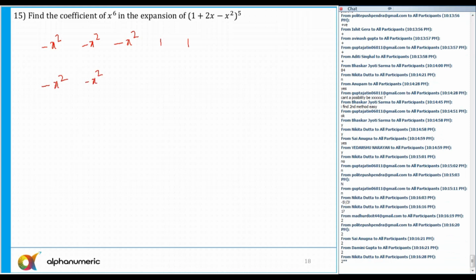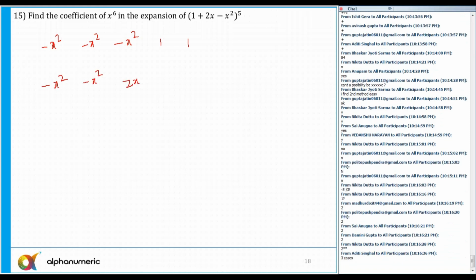and I'll get 2x. Yes, that's right, Aditi is right. And then I'll get 2x and 2x, and then 1. Then minus x square, and again 2x and 2x, 2x and 2x. Sorry, I need x to power 6 now. So yes, 2x. Any other possibilities?